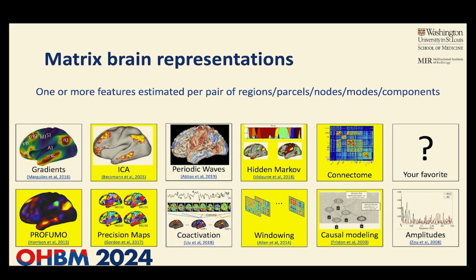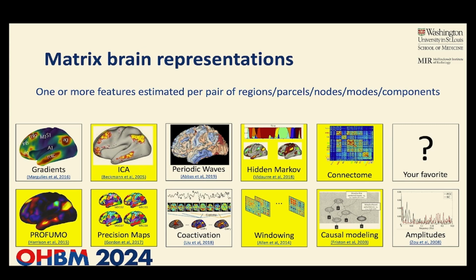Another common type of feature that we can get from resting state functional MRI is a matrix representation. So the connectome here is the most common resting state functional MRI brain representation, which is a node-by-node matrix, where each element in this matrix represents the functional connectivity between those two brain regions. And so some more of these brain representations here can show you a matrix or a functional connectivity result. It just depends on there being one or more features estimated per pair of regions or parcels or areas, however we want to call it.